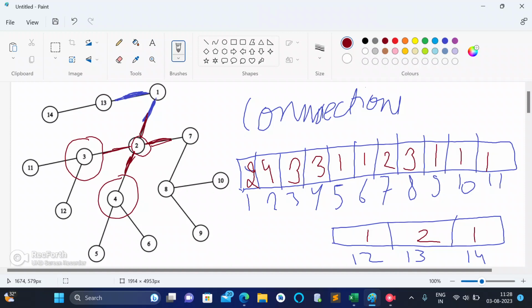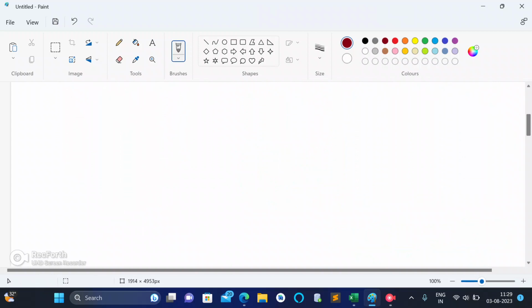Another important thing which we have to observe in this question is that there is no node whose connections is 0. You can see in this array there is not even a single 0. The values are 2, 4, 3, 3, 1. These types of values are only there. There is no value 0. So we have to think about when the value should be 0.